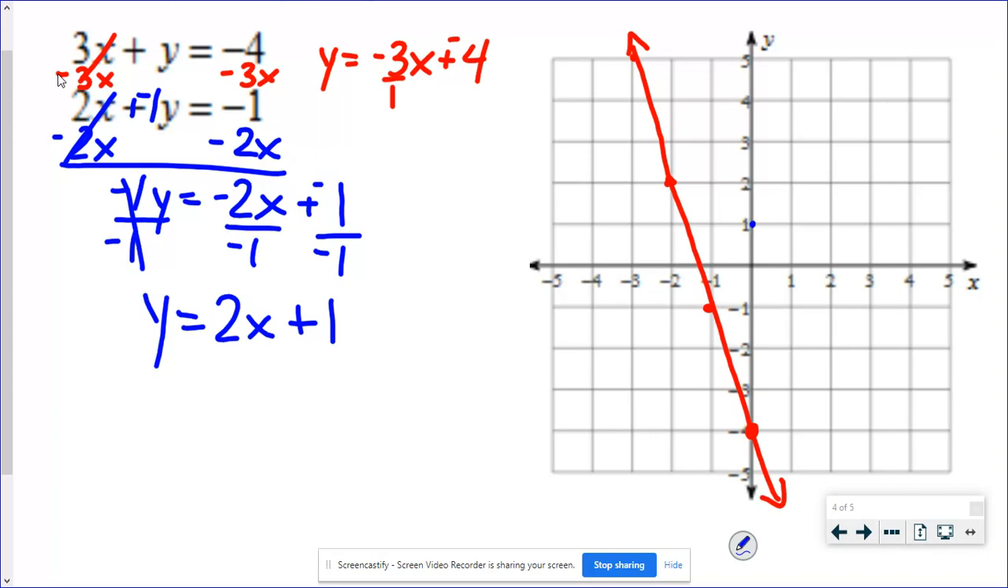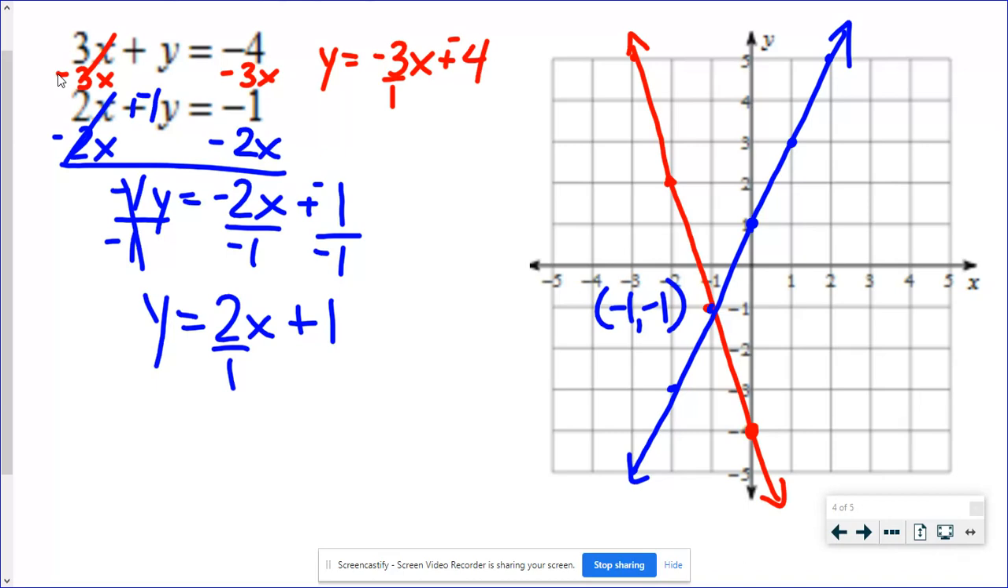So we start at 1. My slope is, I'm so sorry about those bells, everybody. My slope is 2 over 1. So again, this is the typical kind of situation that we get. The ordered pair for where these two lines cross is at negative 1, negative 1. And you could substitute that back in to make sure that it works.